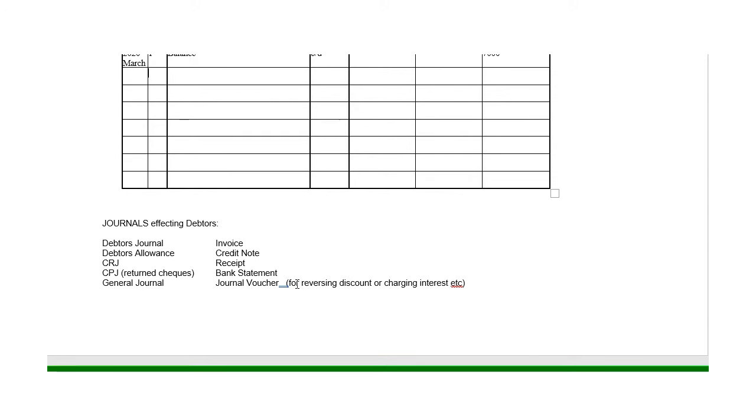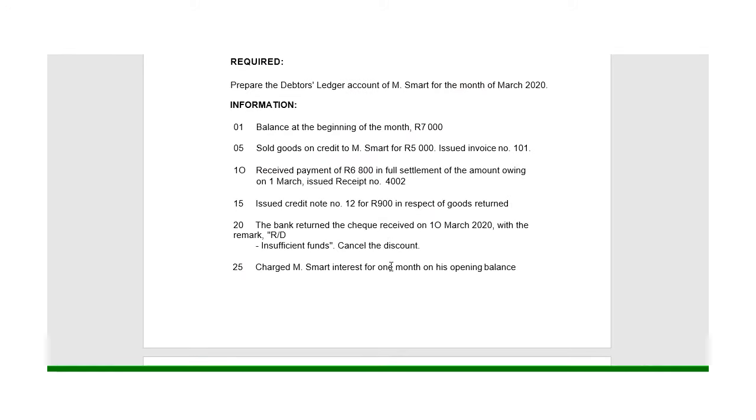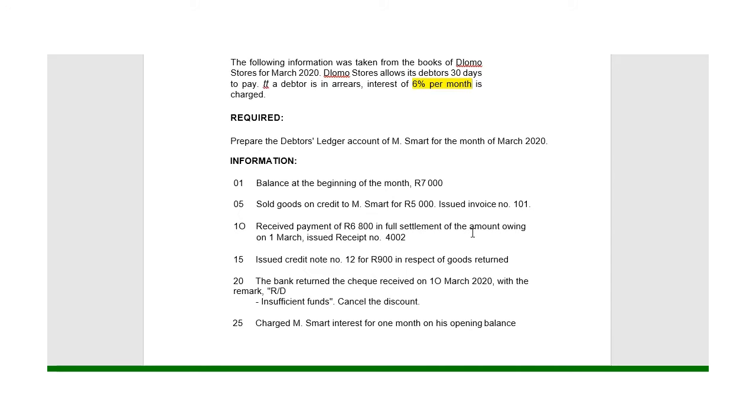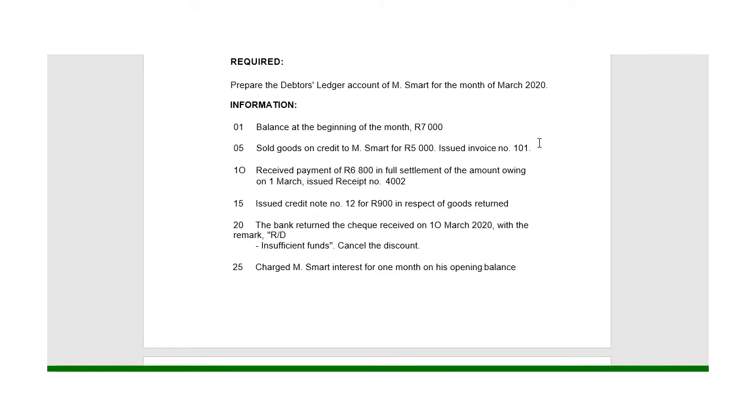Then also entries when we have to reverse the discount. If we made a payment which now gets returned, we need to reverse that discount. We'll do that on a general voucher, or a general journal, as well as if we charge interest. All those, let's call them funny non-cash transactions, go on the general journal, and the document for a general journal is a journal voucher. So that I need to know. In this case, they give us some of that information, so not too serious. On the fifth, we sold goods on credit. If we sell on credit, it's a DJ and it is an invoice.